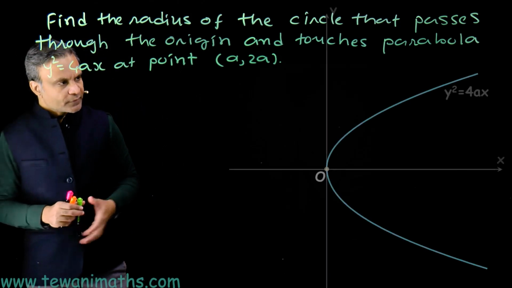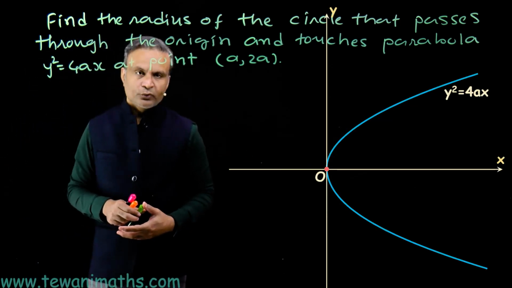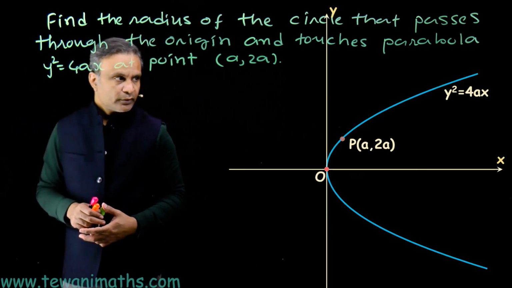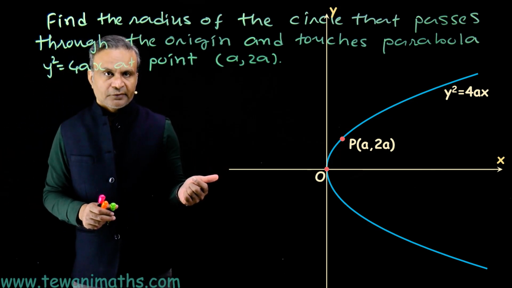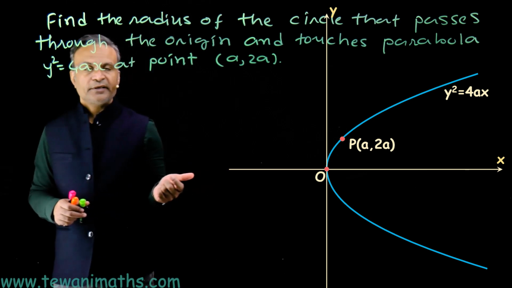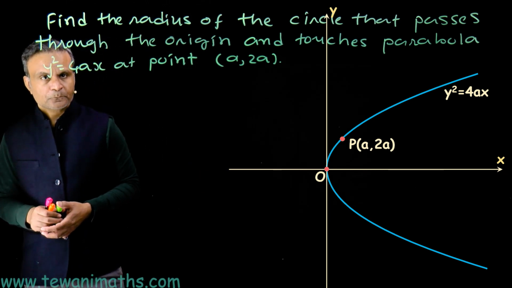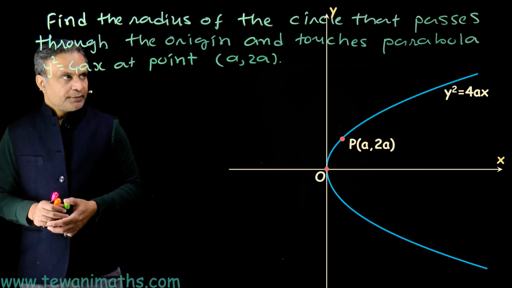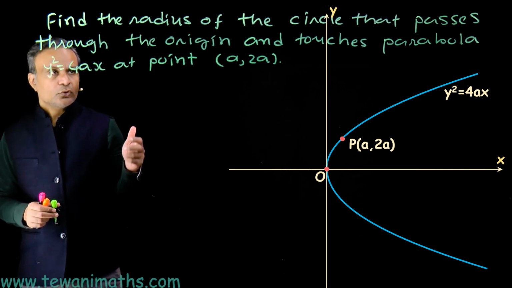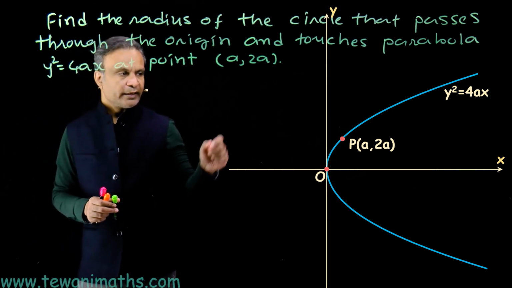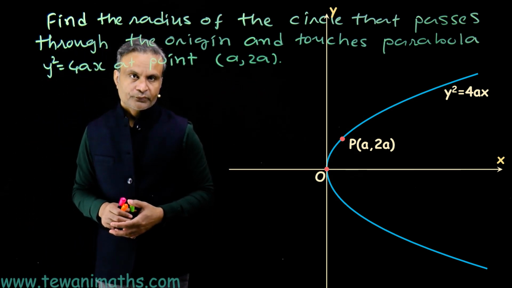Let's draw the diagram. Here we have parabola y square is equal to 4ax. We have a point P on the parabola having coordinates a comma 2a. Either way, this is one of the extremities of the latus rectum. Now we have to find the radius of the circle that passes through origin and touches parabola at point P.